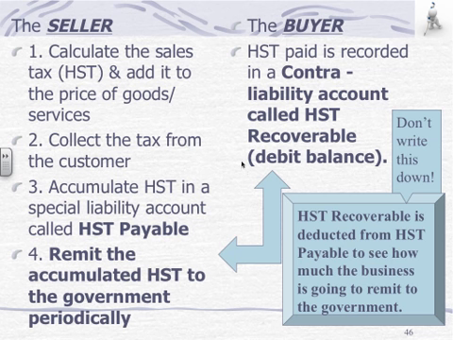In the accounts of the buyer, HST is paid and is recorded in a contra liability account called HST recoverable. It has a debit balance. And here at the bottom right hand side, you do not need to write this down, but it's important to know HST recoverable is deducted from HST payable to see how much the business is going to remit to the government, and we looked at that already.